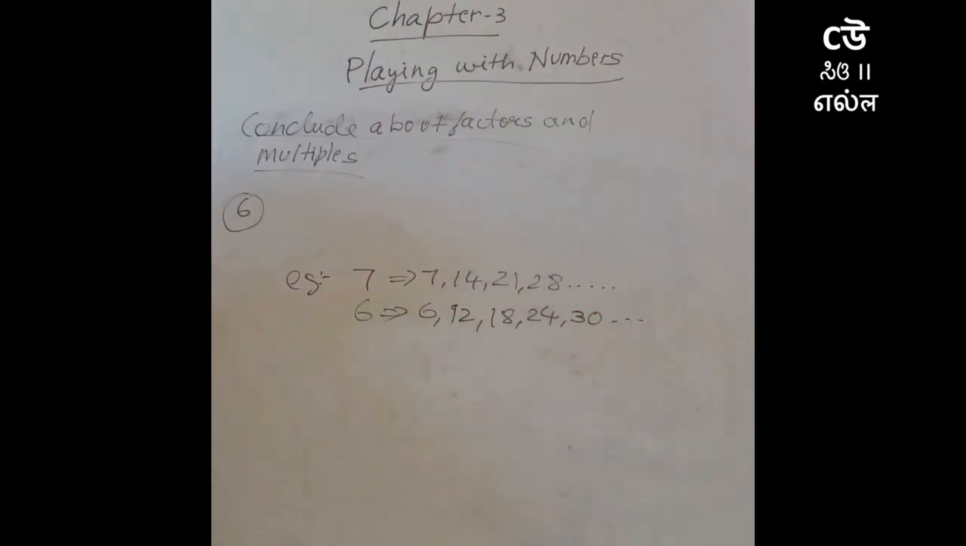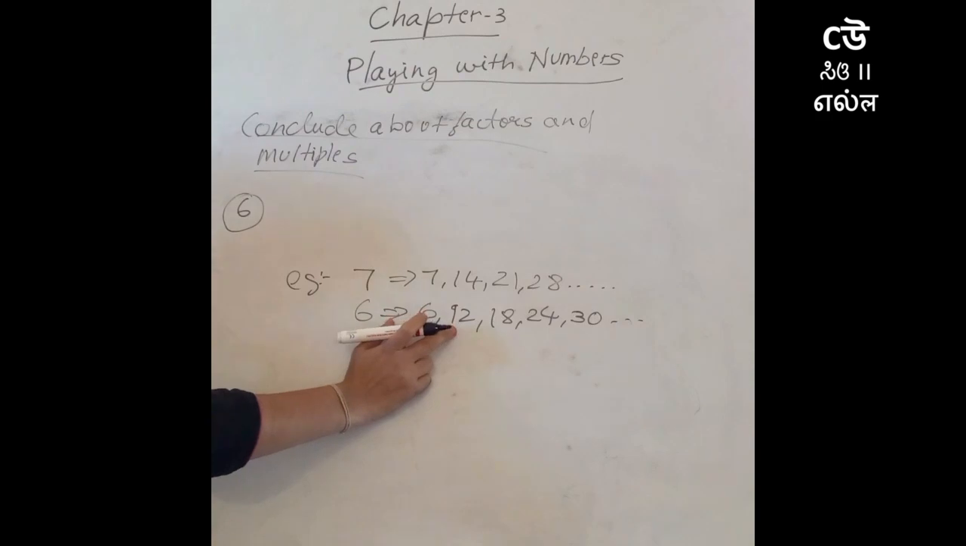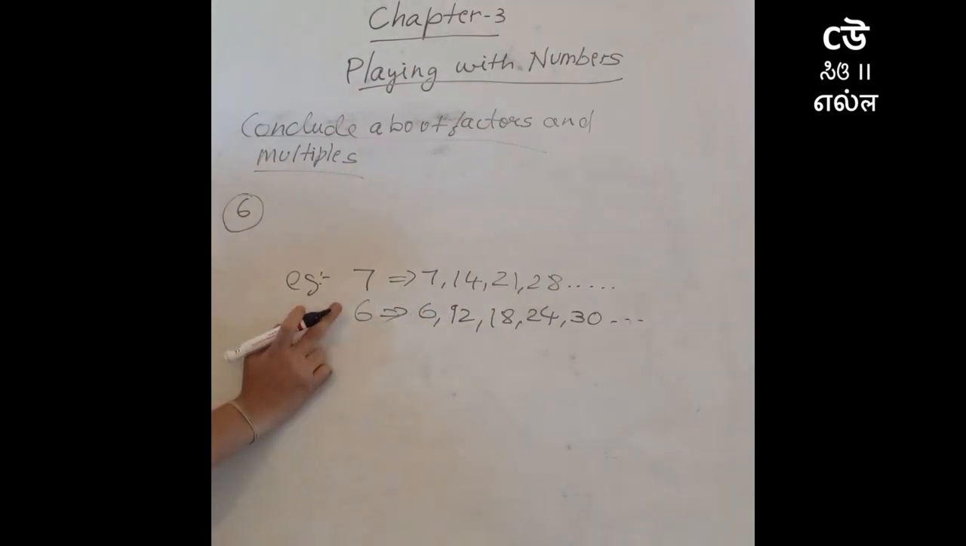So here also see, we have 6, 6 is equal to the given number. Next 12, 12 is greater than the given number. Next 18, 18 is greater. So the multiples which we are getting are greater itself, right?